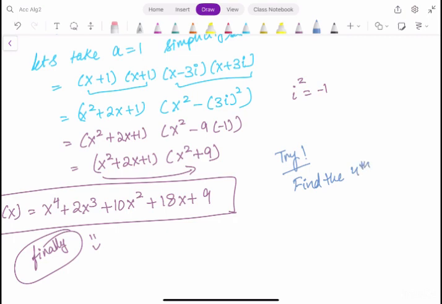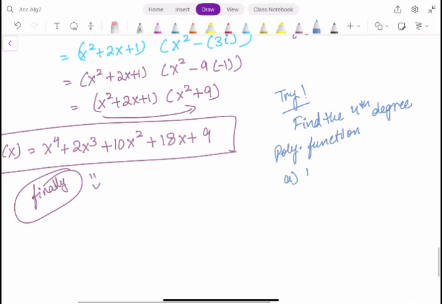So try one problem on your own, because just by looking at the question and the answer, you will not get the feel for how to solve it. So solving by your own hand will really help. So I'm giving you two functions, two different problems, A and B, with two different roots. So you have to write two fourth degree polynomial functions.